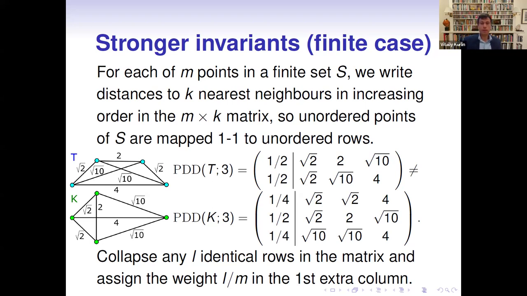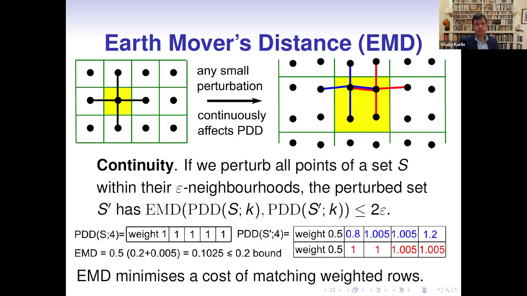Yes. So I think the next slide illustrates this periodic case. So in the square lattice, our unit cell contains a single point, and that's why the pointwise distance distribution, say up to four neighbors, consists of a single row.